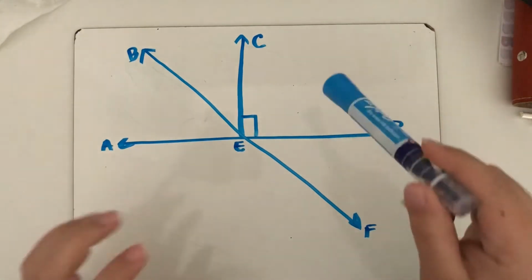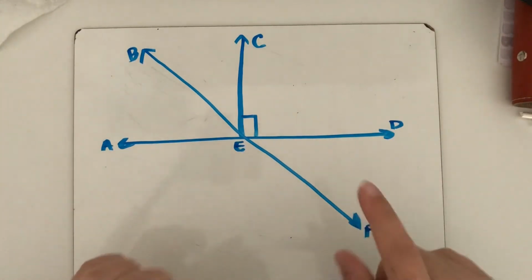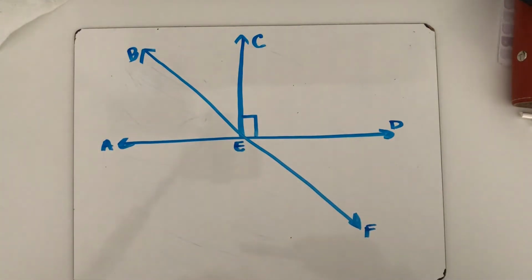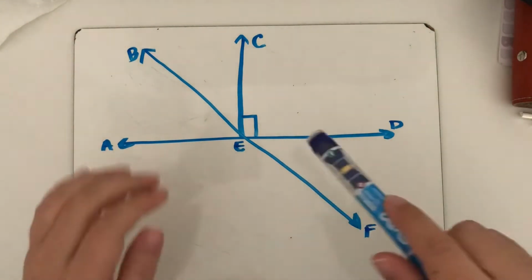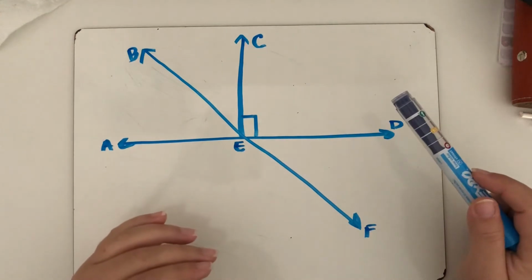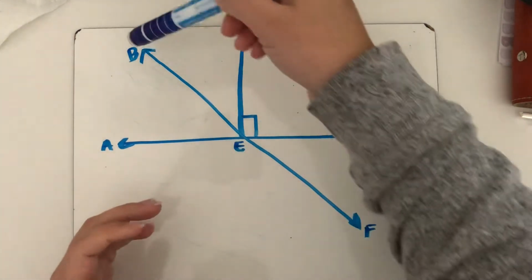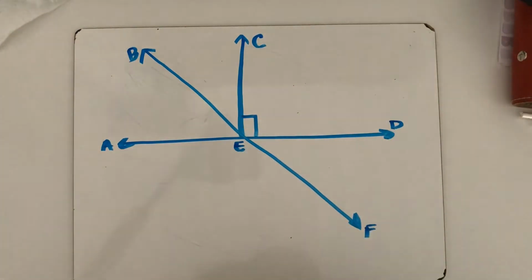Then you have your complementary angles. Those are 2 angles that add up to 90 degrees. You have your supplementary angles, which are angles that add up to 180 degrees. And then you have your adjacent angles, which are angles that share a side and a vertex, okay?